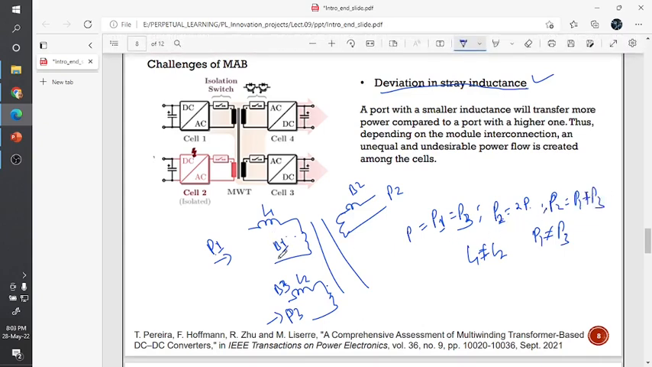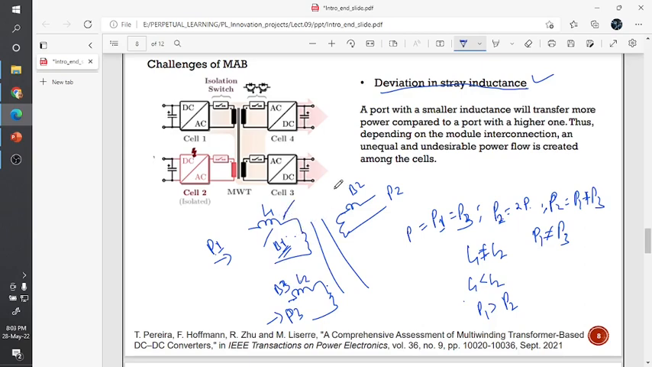This P1 will transfer. Let's say if L1 is less than L2, then P1 will be higher. Suppose L1 is less than L2, which means bridge B1 carries the higher power, so P1 is greater than P2. Then this draws a higher power compared to this one. So power balance is required practically in terms of the AC element design or control design side.